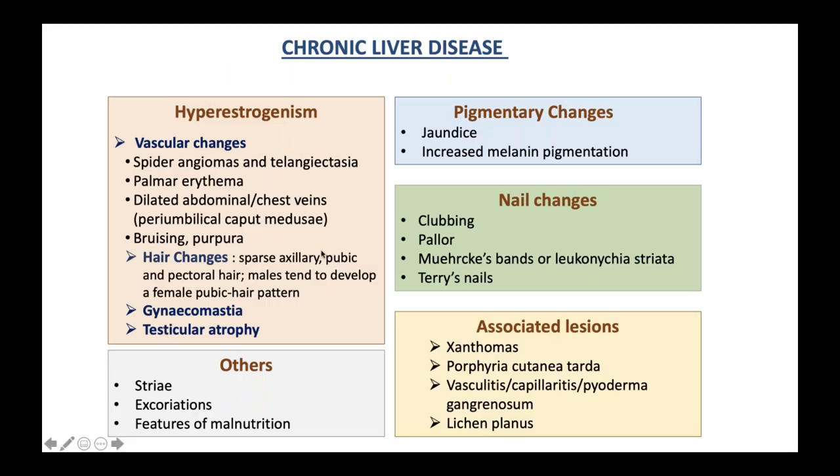So the changes in chronic liver disease are very important. Hyperestrogenism leads to vascular changes, which can present as spider angiomas, telangiectasia, palmar erythema, caput medusae, and bruising or purpura. Hair changes can be there, which is basically in males, you're going to have sparse axillary, pubic, and pectoral hair, and males tend to develop a female pubic hair pattern. Then they can be associated with gynecomastia and testicular atrophy. Pigmentary changes include jaundice, which leads to a yellowish discoloration, increased melanin pigmentation, nail changes, which we'll be discussing in detail, and certain other associated lesions such as xanthomas, porphyria cutanea tarda, vasculitis, lichen planus, a few of these things we've just discussed.